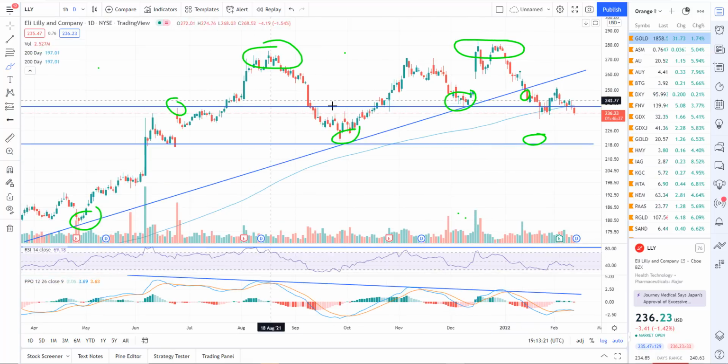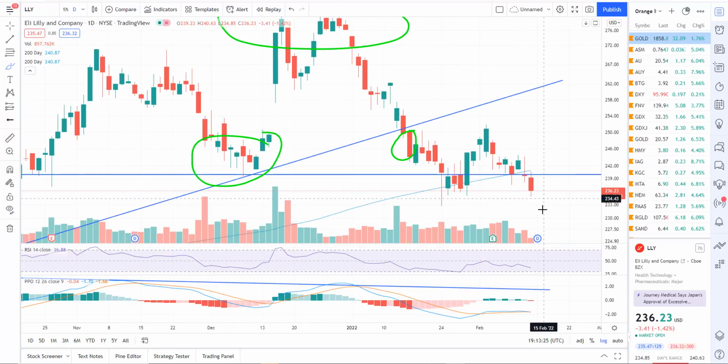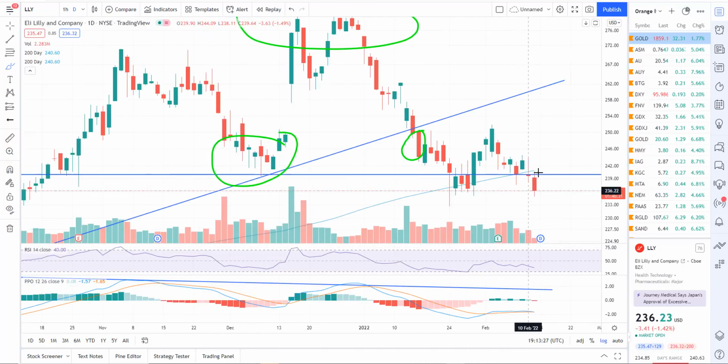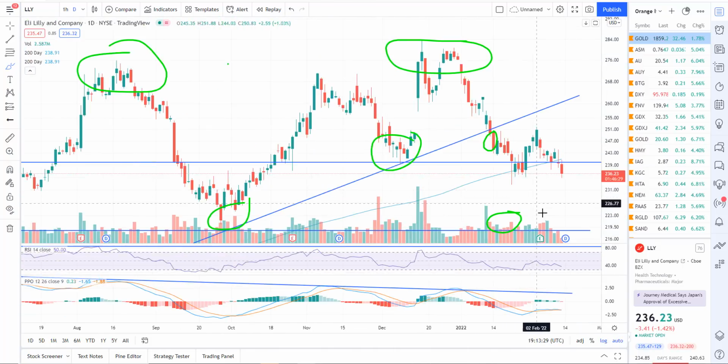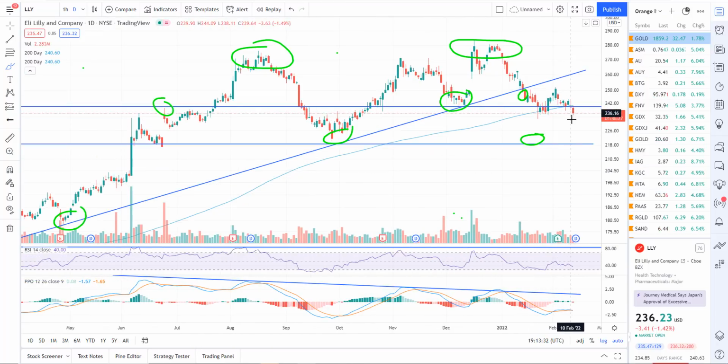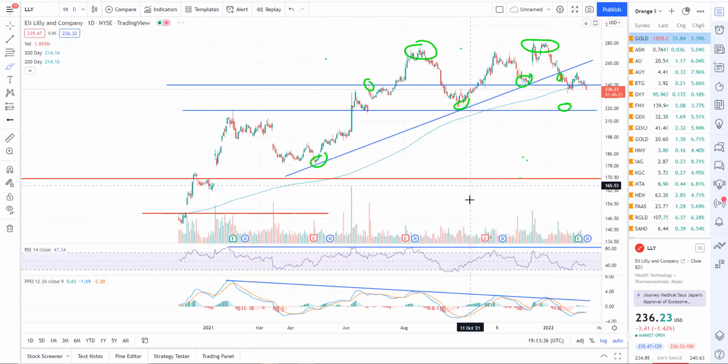LLY. All right, you have trendline support/resistance at 240 and the 200-day. And as I zoom in, breaking down. Now, this one's going to be a little bit more of a slow roller, but we are breaking down, and it does look like we're heading down to about 218.55. Again, this one was spotted.